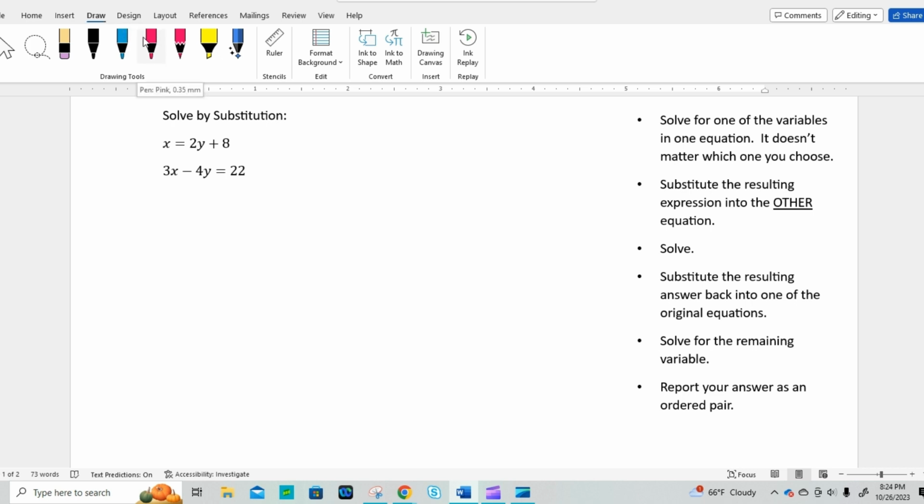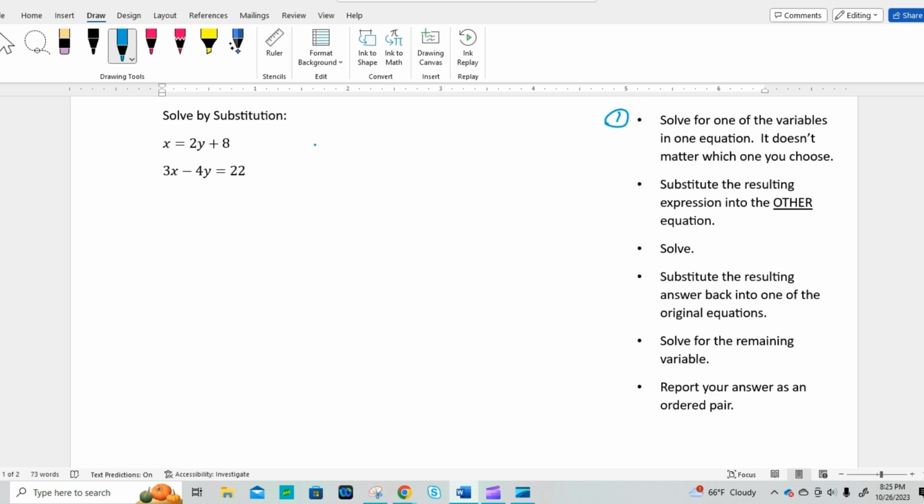Okay, so the first thing that we are being told to do is to solve for one of the variables in one equation. Now, it doesn't matter which one we choose. We have 4 valid options. We could solve for either the x or the y in the first equation or the x or the y in the second equation. So the first thing that I want to do, though, is stand back and look at what I've been given. I've got x is equal to 2y plus 8 as my first equation, and 3x minus 4y is equal to 22 in my second equation.